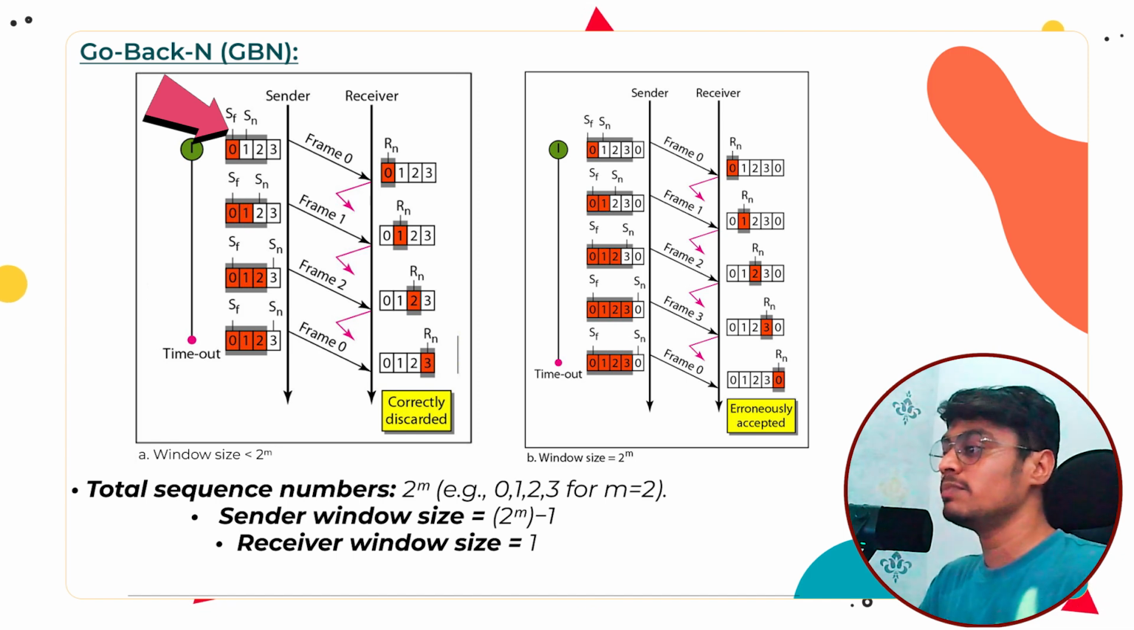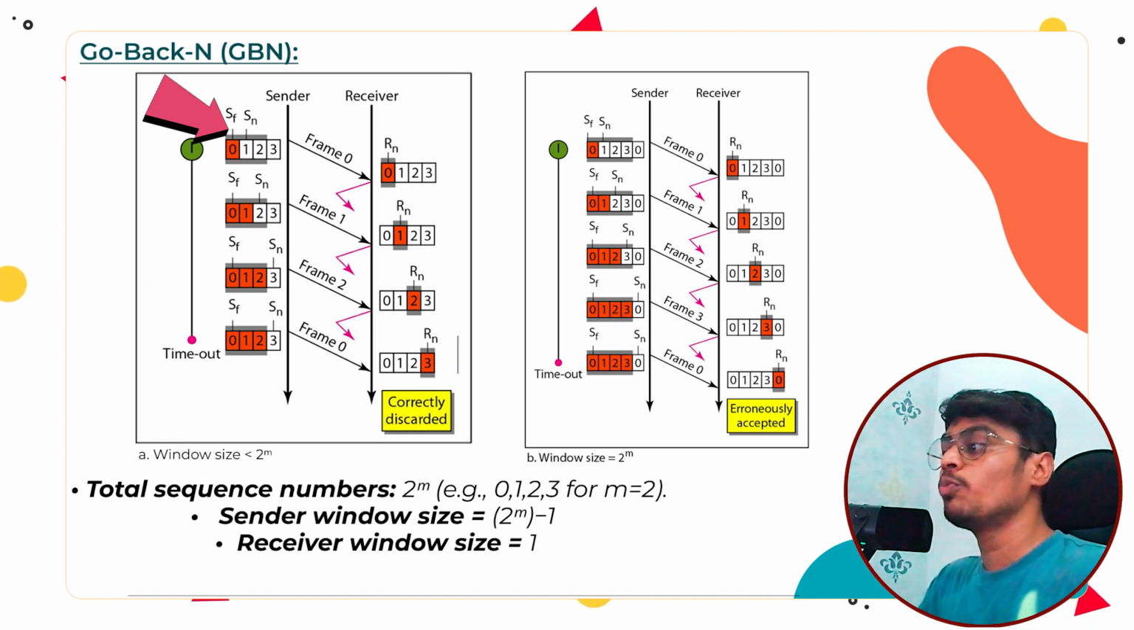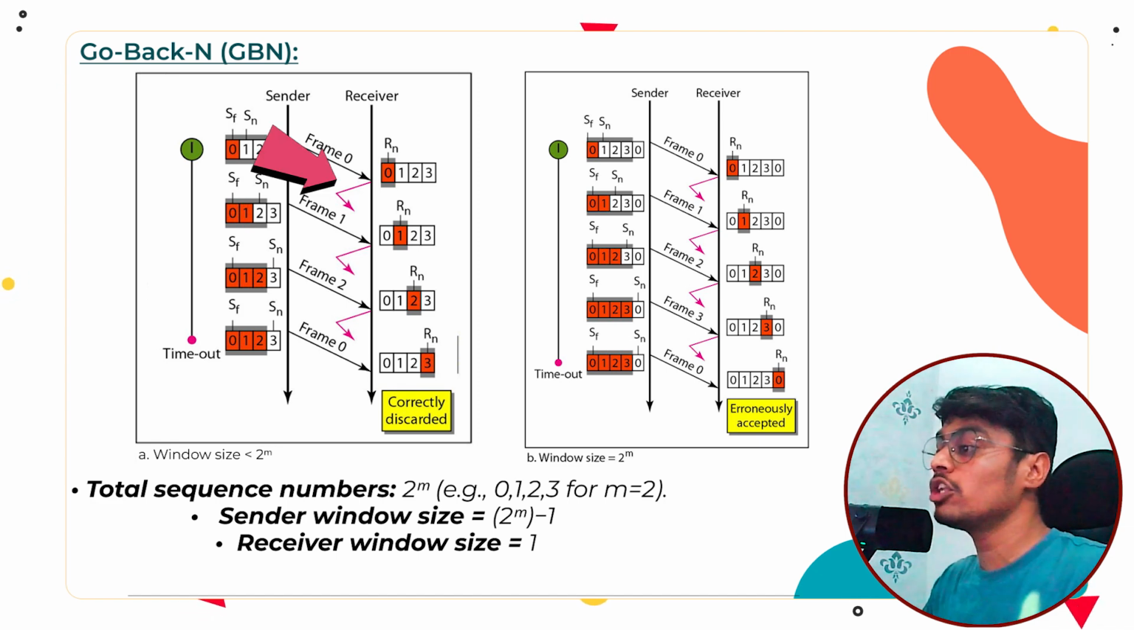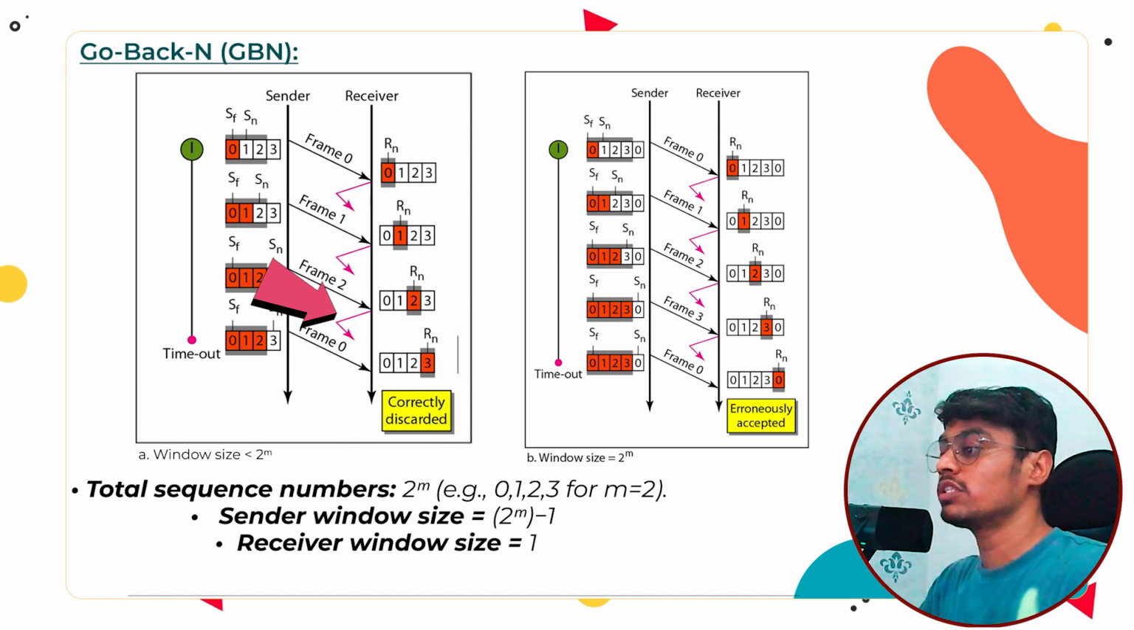Let's say I send frames 0, 1, 2. What was my window size at the start? 3, because 2^m - 1 where m equals 2, so 2^2 - 1 equals 3. I sent frames 0, 1, 2 as per my window. Now suppose all the acknowledgements get lost. This one is lost, this one is lost, this one also is lost. What will happen?